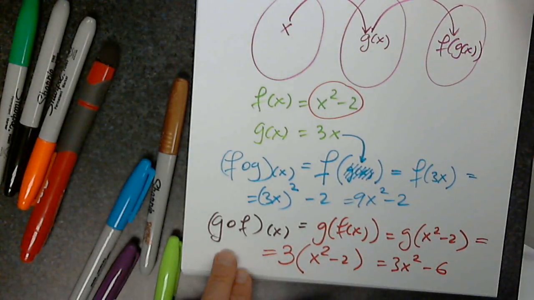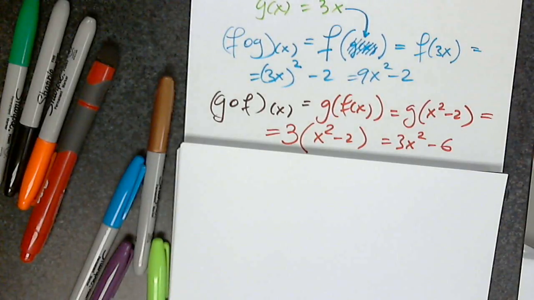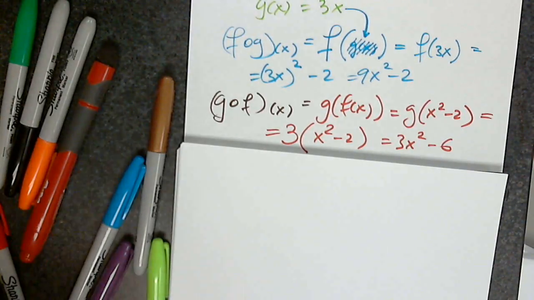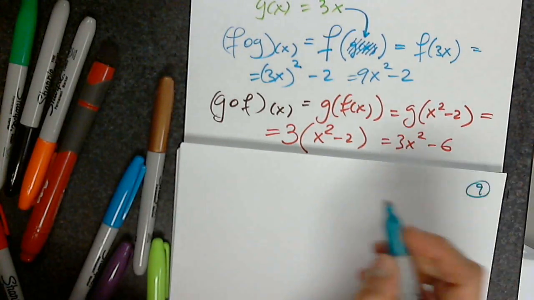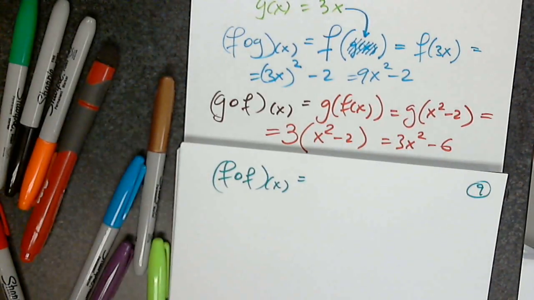Okay, let's choose one more, like either g comp g or f comp f. Let's do f comp f. Okay, 1 minute.